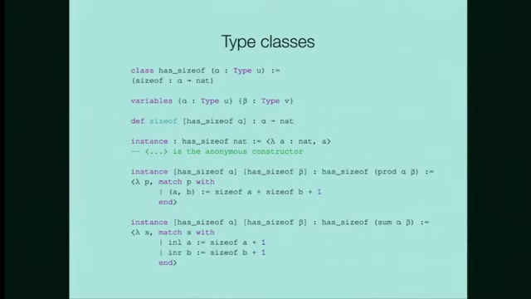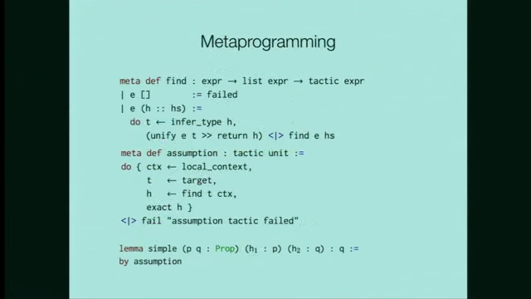Now let's see a little bit about metaprogramming. I'm going to start with a simple example, right? This find here is taking an expression and a list of expressions, and returning a TacticM Expr. What's TacticM? If you're familiar with Haskell, TacticM is a monad. It's used to simulate effectful computations in a pure language. What are the effects here?